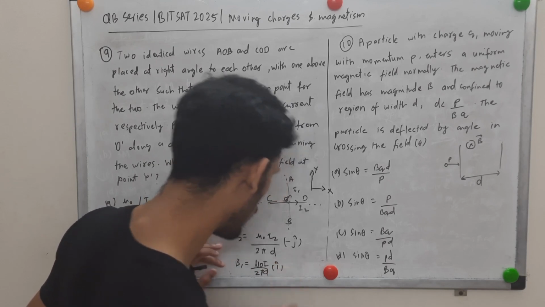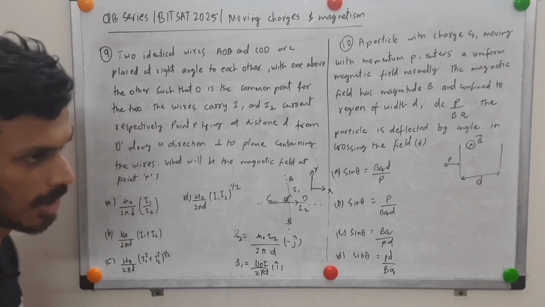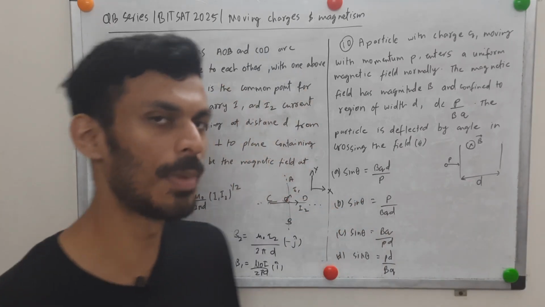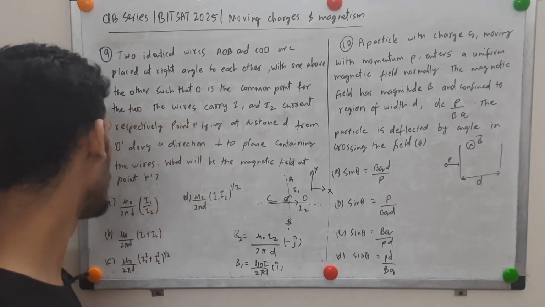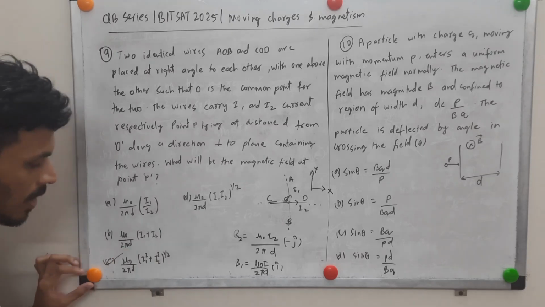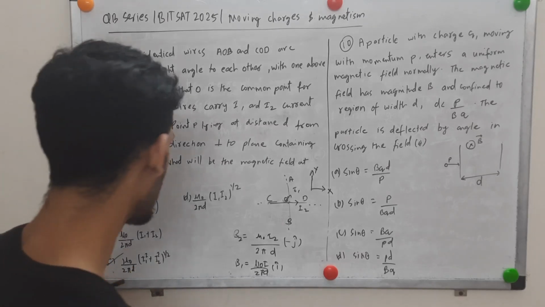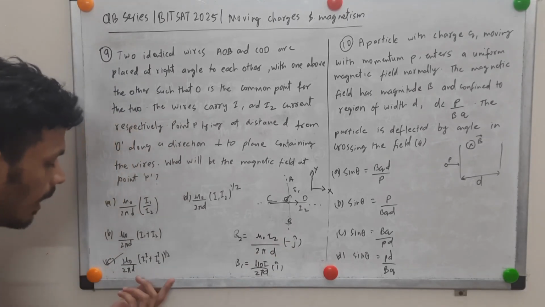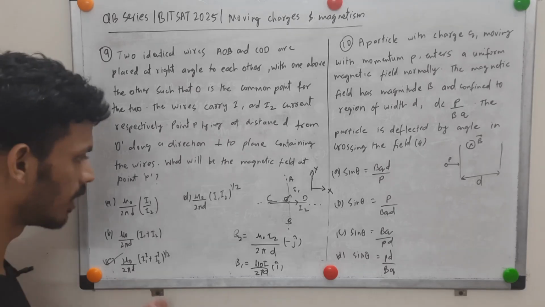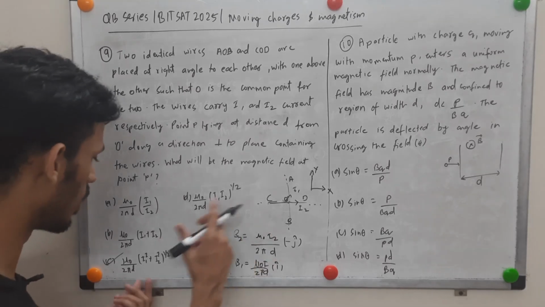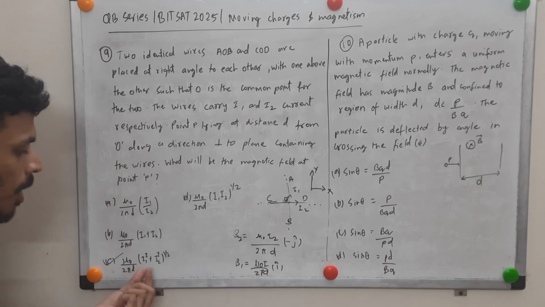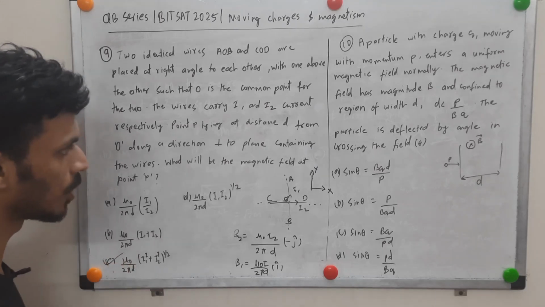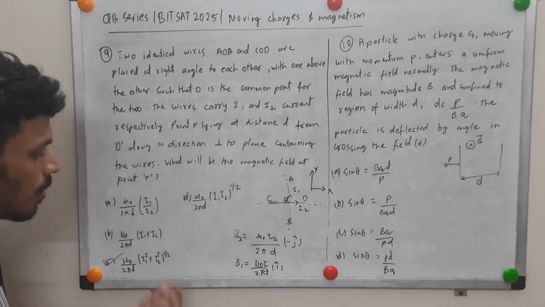You can simply see that they are perpendicular to each other. This one is along the x-axis, this is along negative y. Of course they are perpendicular, so you can simply use the Pythagoras theorem, and the answer will be this in magnitude. This term is common, so it will come out of the square root, and you have I1 squared plus I2 squared, all raised to the power half.